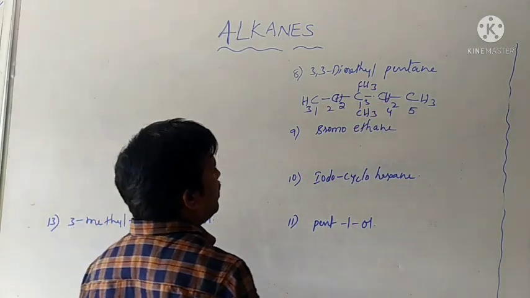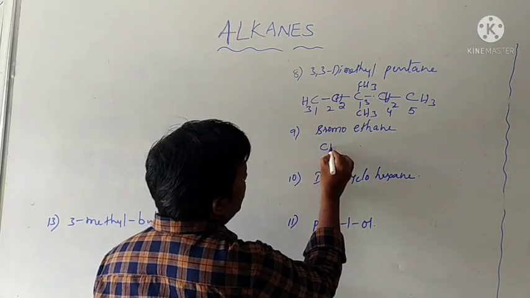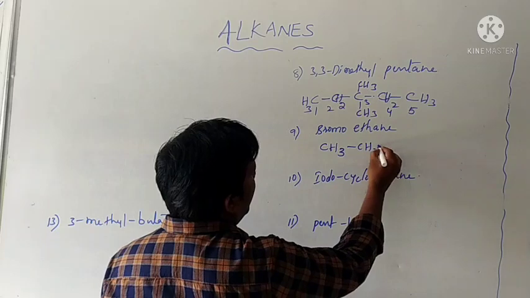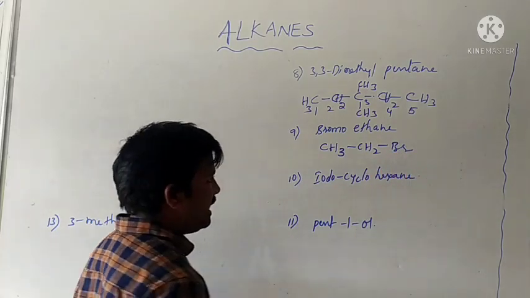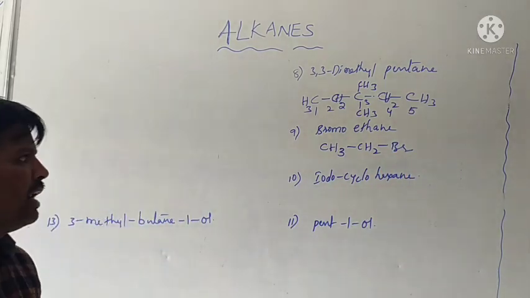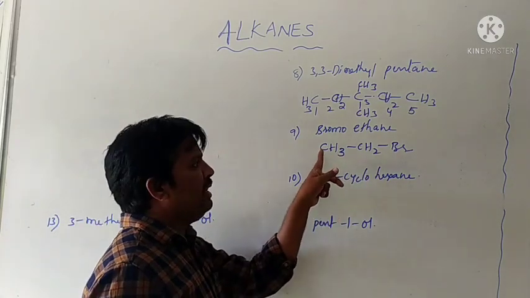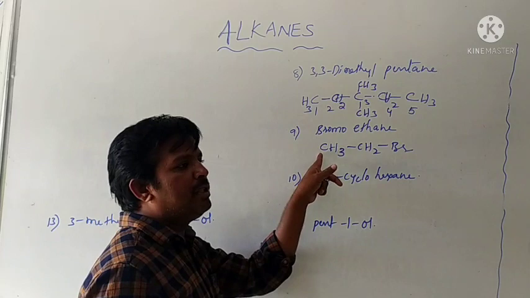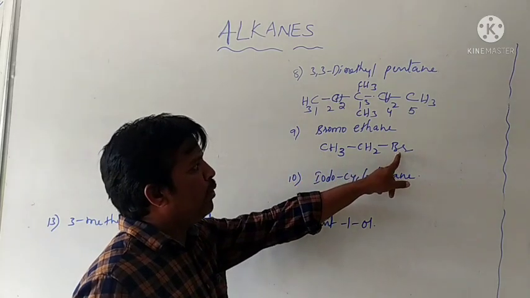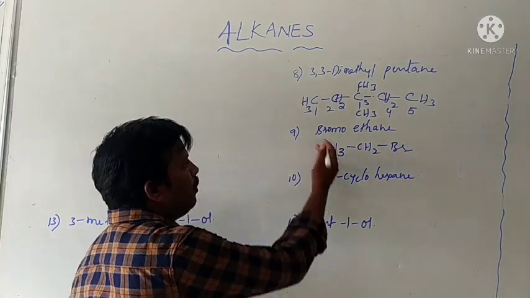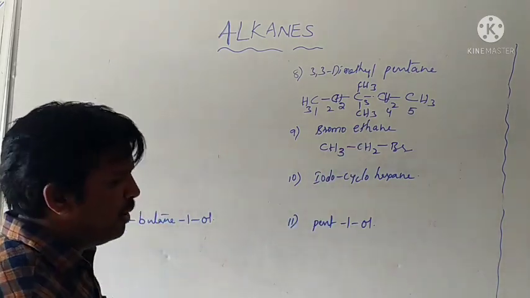And then another example, bromoethane. Very simple. That is ethane, only 2 carbons are present, and bromine is present at the first position. Whether it is present on this carbon or that carbon, that carbon becomes the first carbon. Therefore, bromoethane. No need to mention 1-bromoethane.